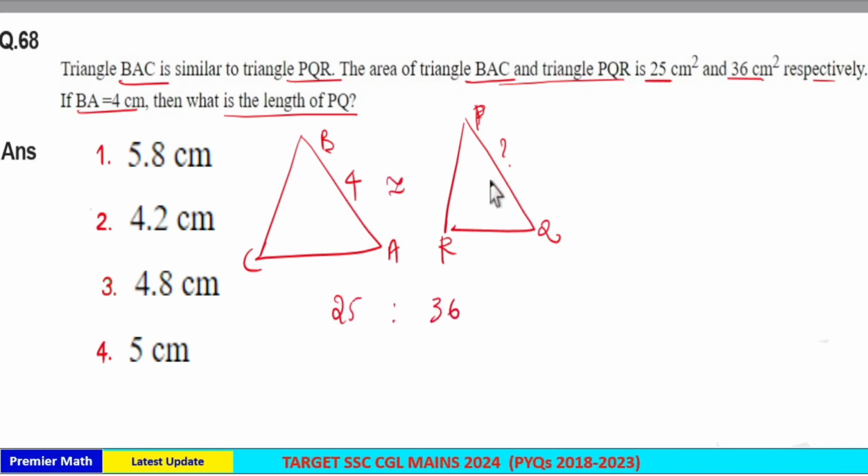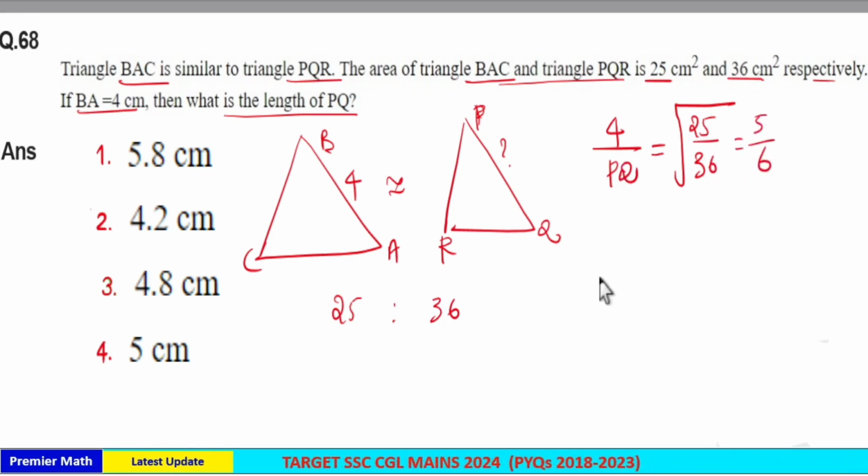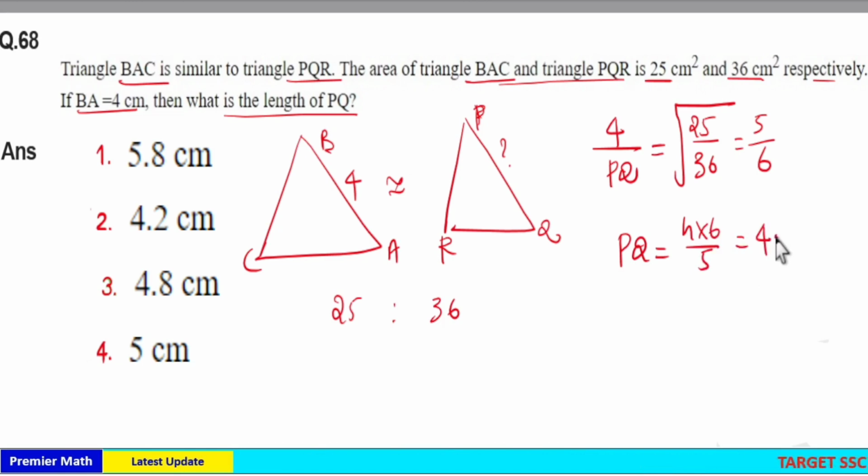Now, for similar triangles, the ratio of corresponding sides is the square root of the ratio of areas. Here, the corresponding sides are BA and PQ. So BA by PQ, that is 4 by PQ, is equal to the square root of the ratio of the areas of the respective triangles. Here BA is in the numerator, so 25 by 36, root of 25 by 36. Now this is equal to 5 by 6. 4 by PQ is equal to 5 by 6, meaning PQ is equal to 4 into 6 divided by 5. 24 by 5 is equal to 4.8. Option 3 is your answer.